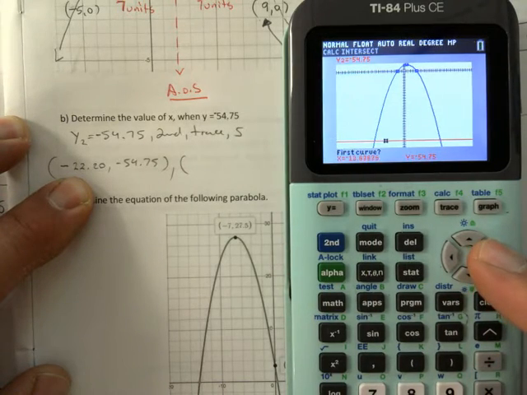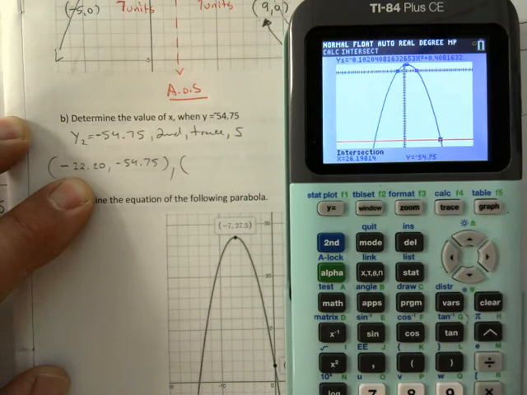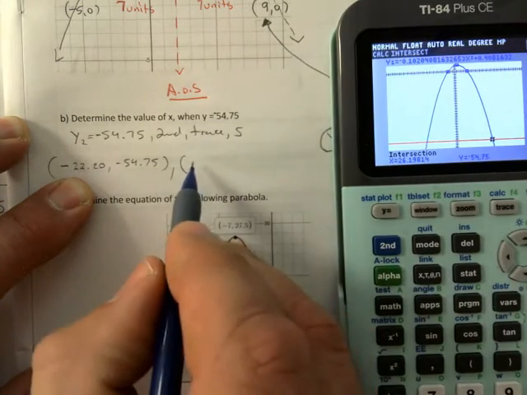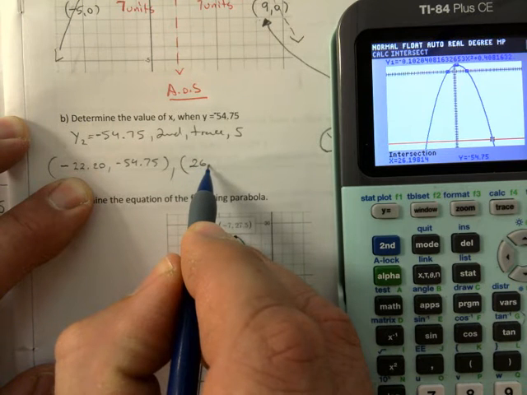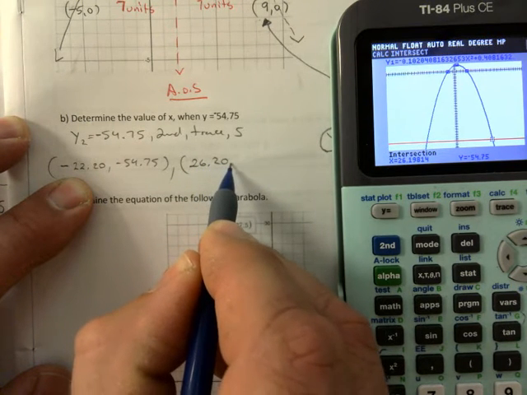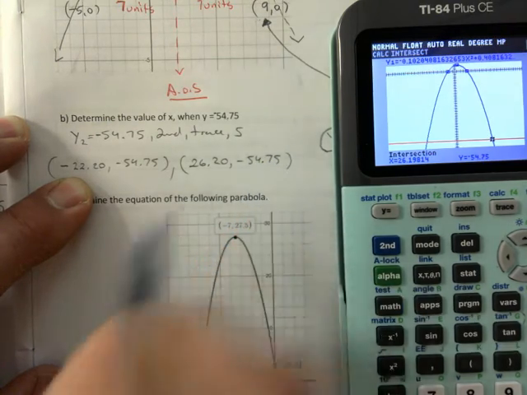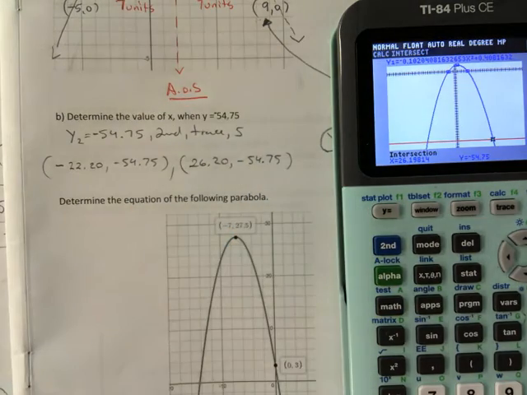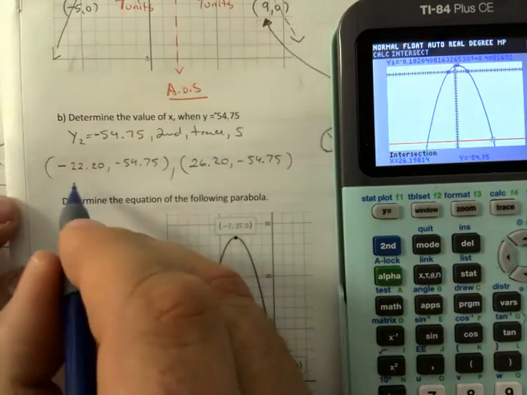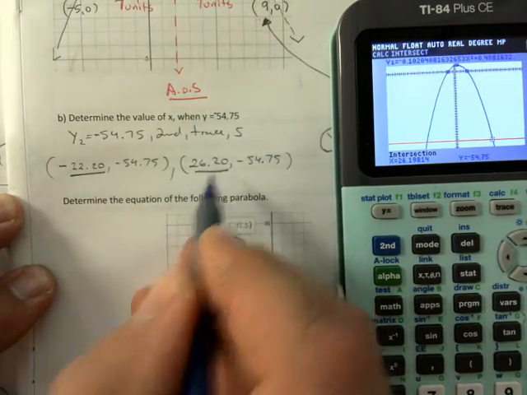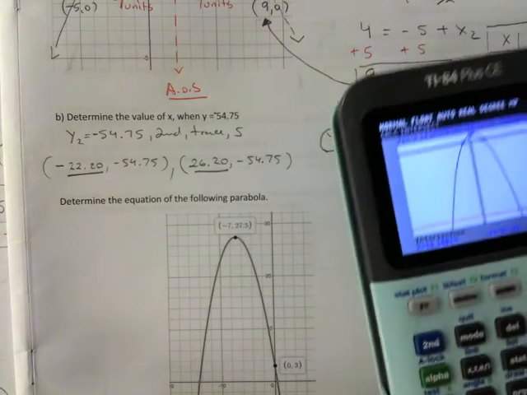And you jump to the red line or to your second equation, get closer to the other side, and then just keep hitting enter. 26.20, negative 54.75. So there are your two x values, right, that you were required to find.